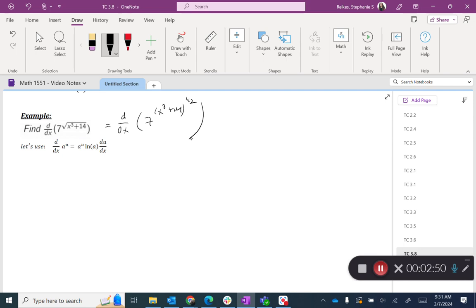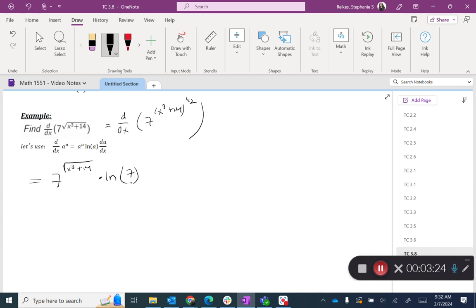So applying that chain rule, of course, we got a lot of inside functions going on in this one. So, all right, we are ready to take the derivative using this rule. And so I would say the derivative is equal to 7 raised to the, I'll go back to the square root of x cubed plus 14, times ln 7, and now here comes the du dx part, which could be a little tricky.